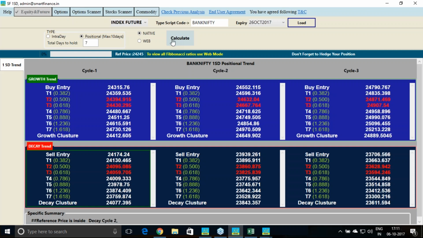So these are the Bank Nifty levels for the coming week. Above 24,359, we are expecting till 24,700. If it falls and goes below 24,130, you can get till 23,760.